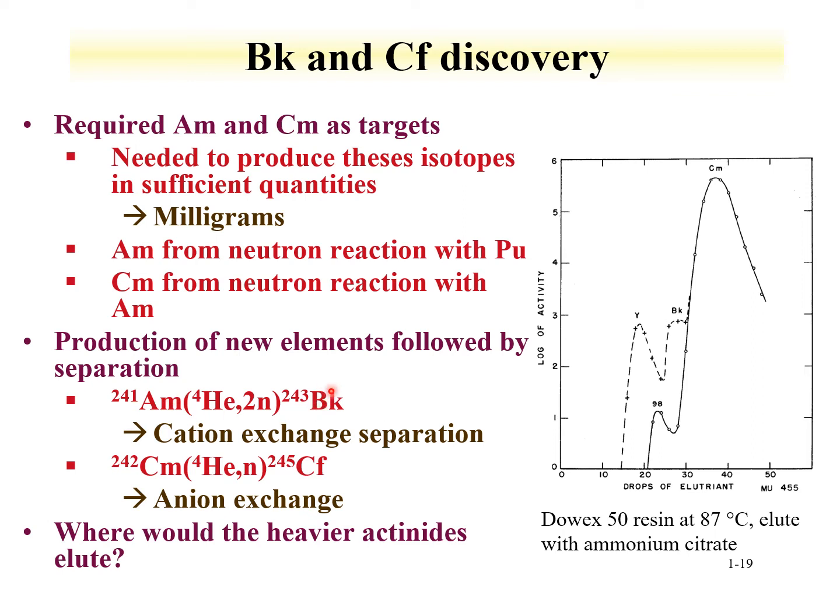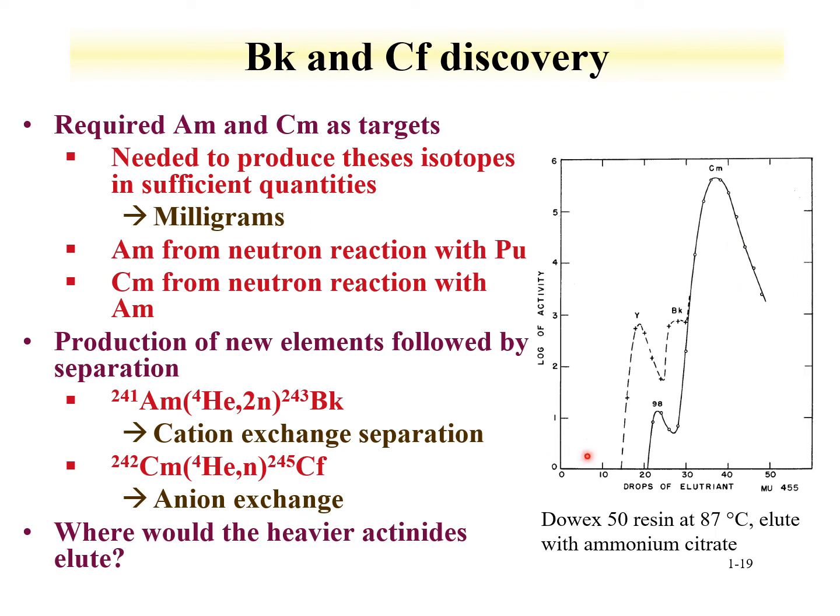Berkelium actually has a +3/+4 oxidation state. One would do column chromatography. You could calibrate the chromatography system with some lanthanides. What's shown here is the log of the activity versus the drops of the eluent, and you would see that there are different spikes of the activity.